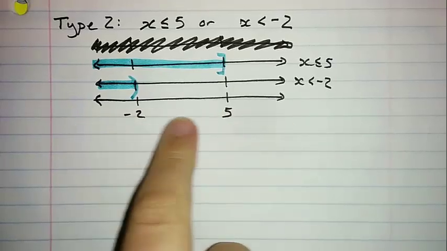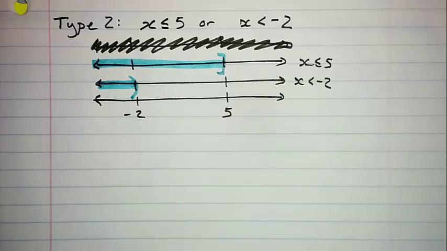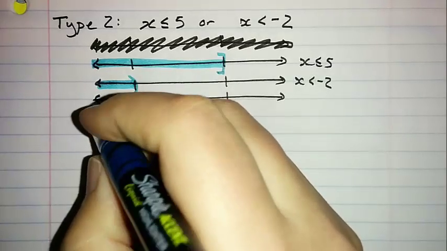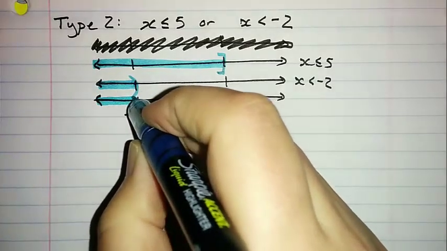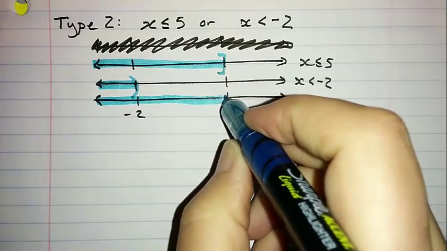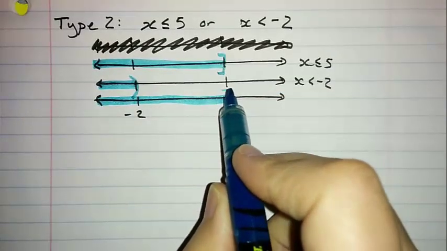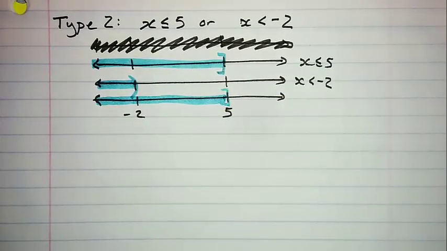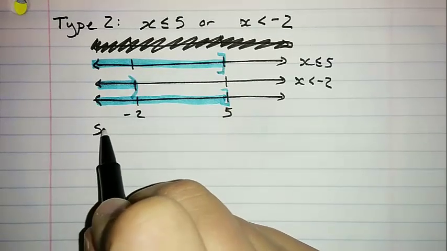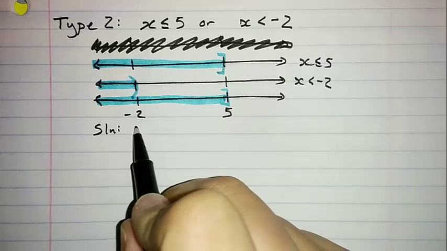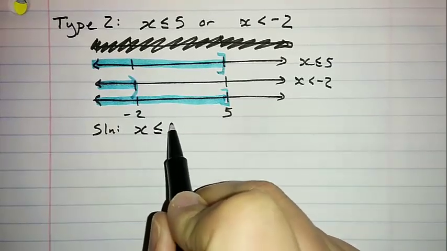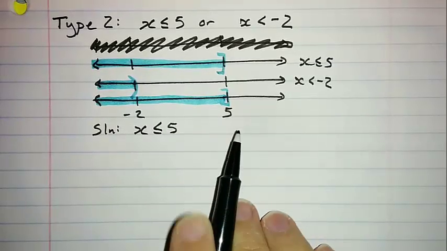And now on this line we're going to mark everything that's on one or the other or both. So these are on both. These are only on the top one. 5 is included. So what's our solution? Just x is less than or equal to 5, right?